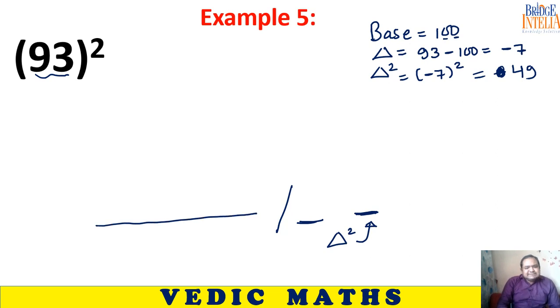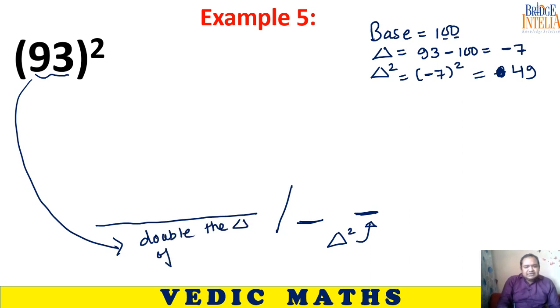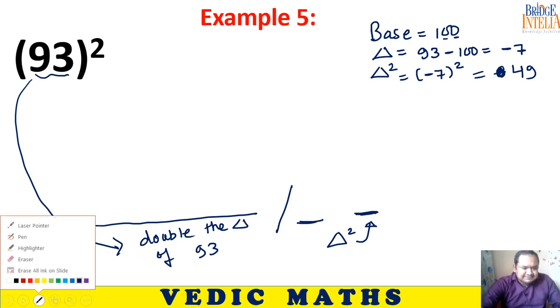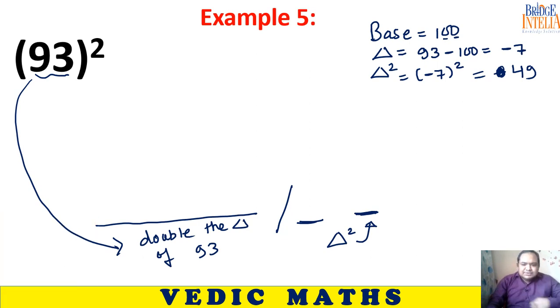In the first blank space, we have to double the deviation of 93. So let's fill the final answer here. Delta square is 49, so write 4 here, 9 here, 49. Two digits are filled. Time to fill the first blank space. How can you fill it? By doubling the deviation of 93.